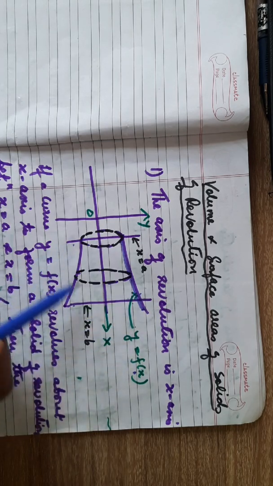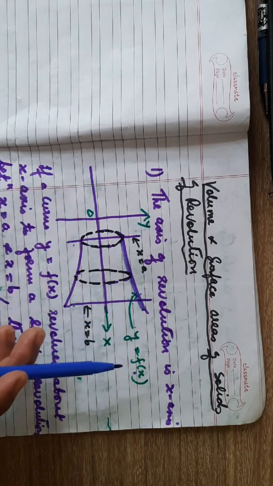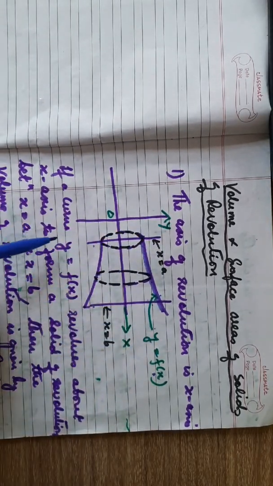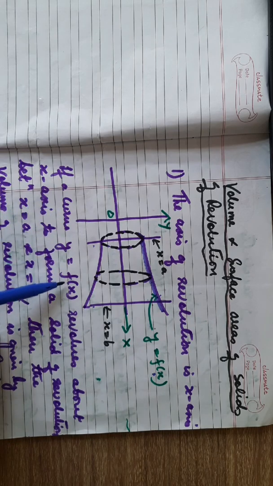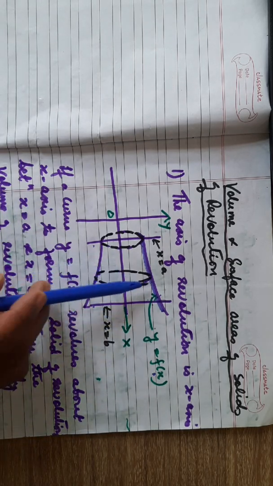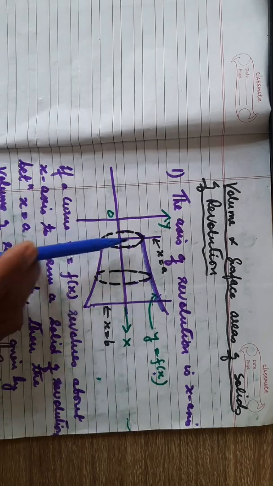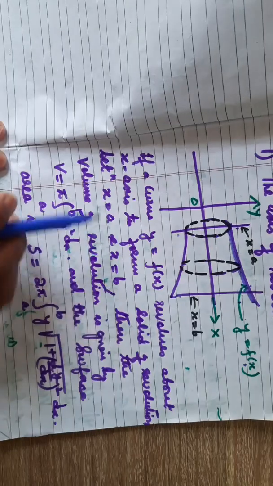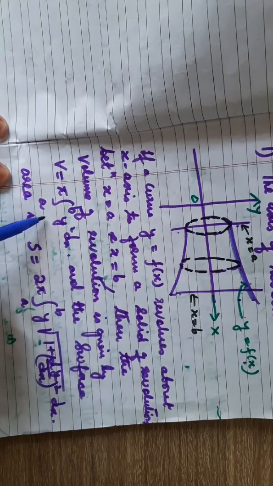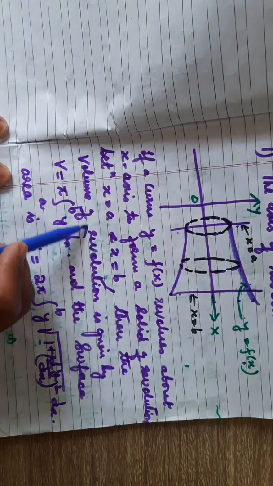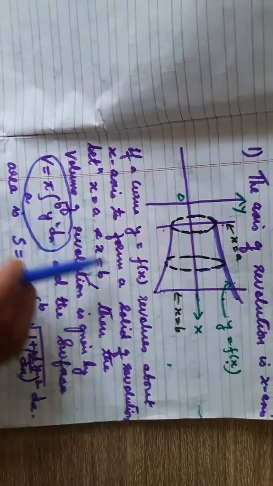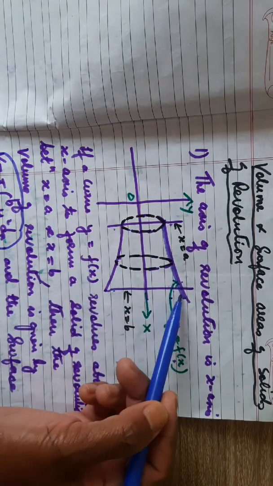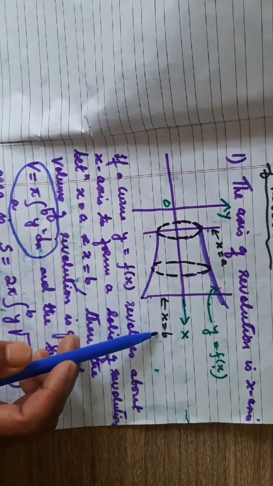revolving by the given curve about the x-axis or the y-axis or another line which may be parallel to the x-axis or the y-axis. So the first case is this one. If a curve y is equal to f(x) revolves about the x-axis to form a solid of revolution between x is equal to a and x is equal to b, then the formula for the volume will be given by pi integral a to b y square dx. So this will be the formula to evaluate the volume generated by revolving the given curve with the x-axis between x is equal to a and x is equal to b.